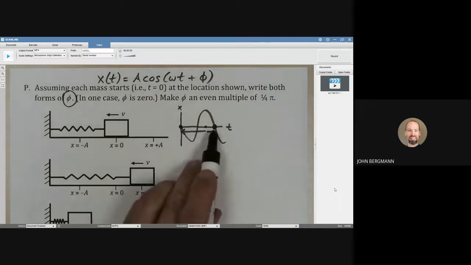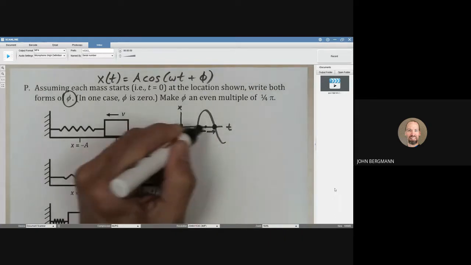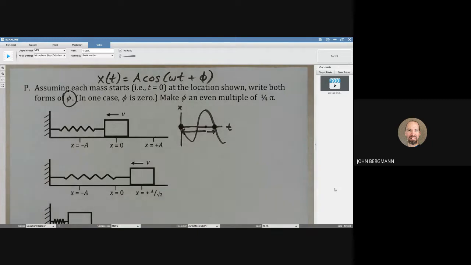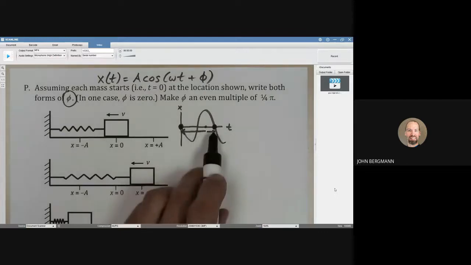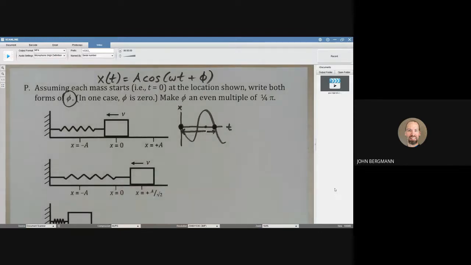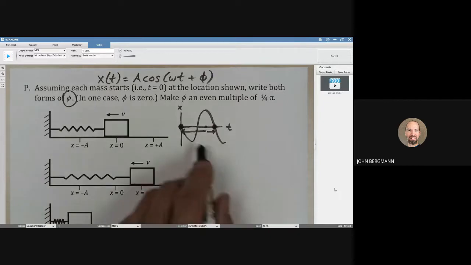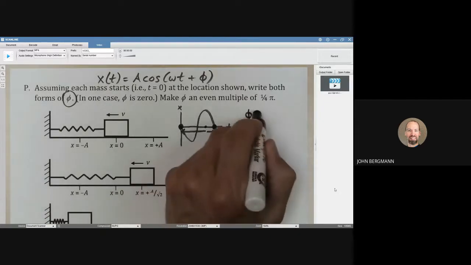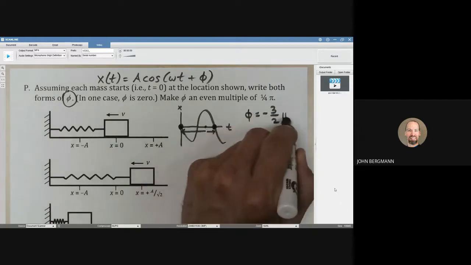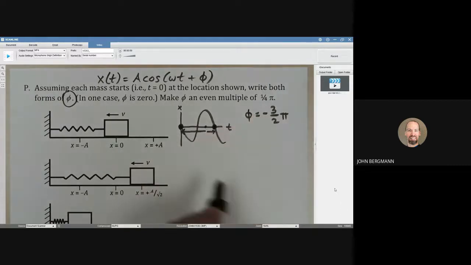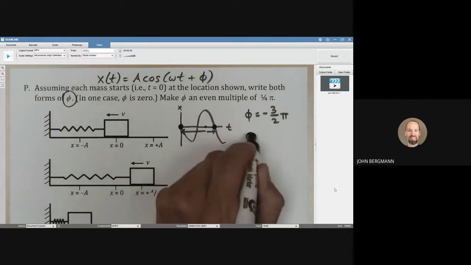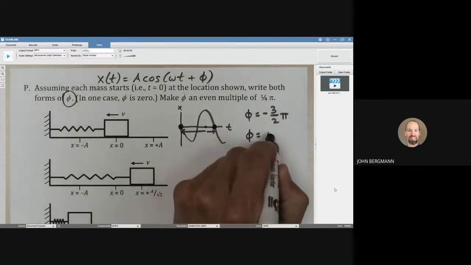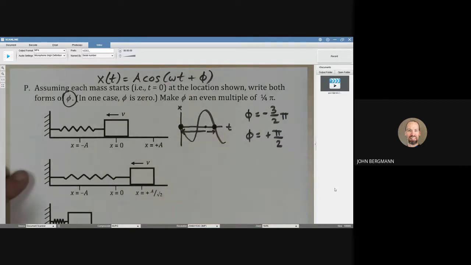You can see that at both of those points that have the big dot, the x value is 0 and the slope is negative. And these 2 points are 2 pi different from each other. So what we're seeing here is 3/4 of 2 pi in the negative direction, which is 3 pi over 2 in the negative direction. Or if we want to say phi is a positive number, we could say pi over 2. Let's try another one.